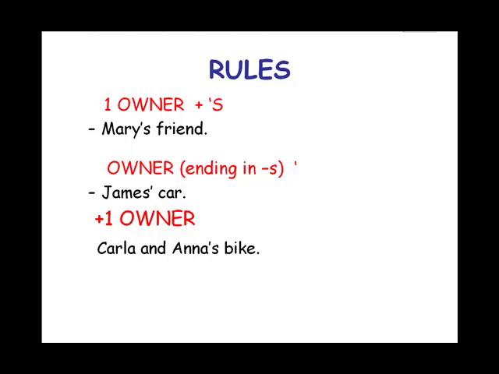Basically, when there's one owner, we use apostrophe S. Mary's friend. When the owner ends with an S, for example, James, we use apostrophe only. James' car. And when there's more than one owner, for example, Carla and Anna's bike, this means that they share a bike. We use the apostrophe S with the last name. In this case, Anna.